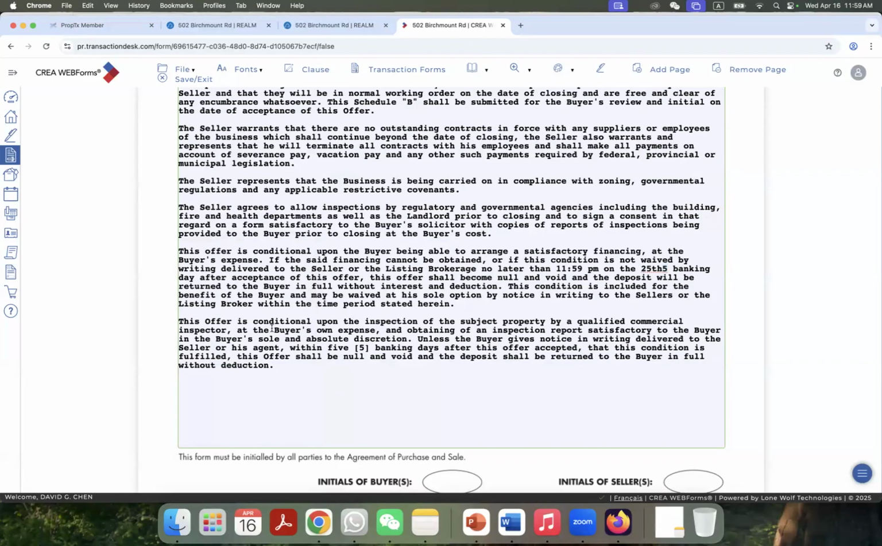Number two condition, you need an inspection, because in downtown a lot of buildings are old, some of them 100 years old, right? You need to make sure of a qualified commercial inspector, not a residential inspector, because a lot of buildings have rooftop air conditioning, HVAC systems, fire protection systems, so you need a commercial inspector, okay? That's the second condition in the offer. So let's see another.